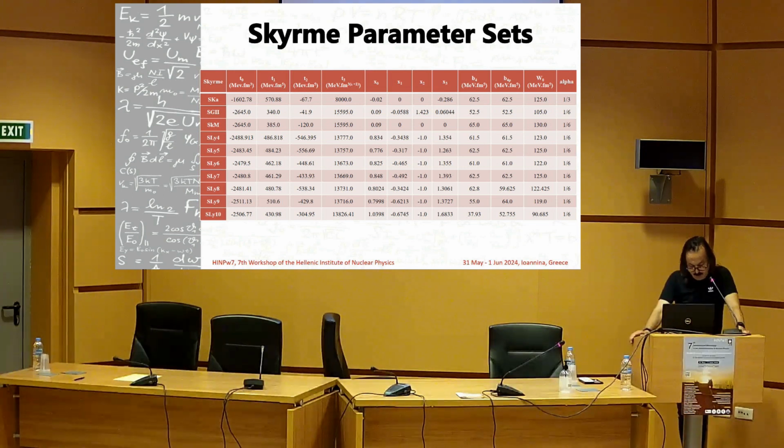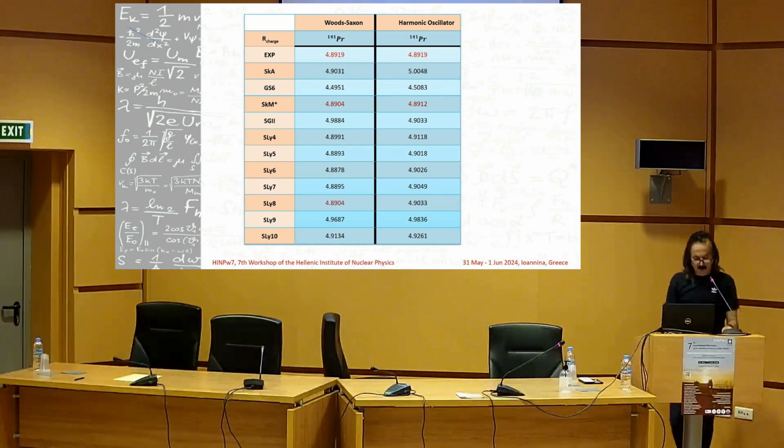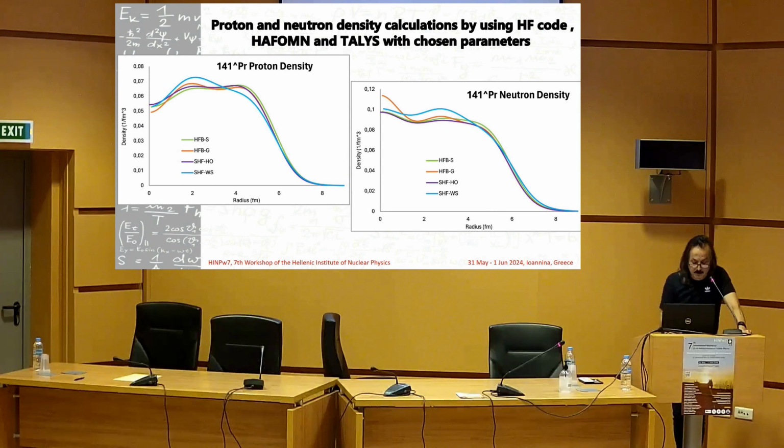Skyrme parameters used in the calculations are listed in the table. The charge radii of the nuclei are compared with experimental data. Also shown are the proton density and neutron density graphics. These graphics were calculated by four different methods. It can be seen that all methods give similar results.